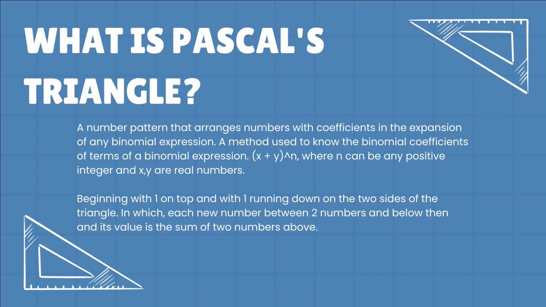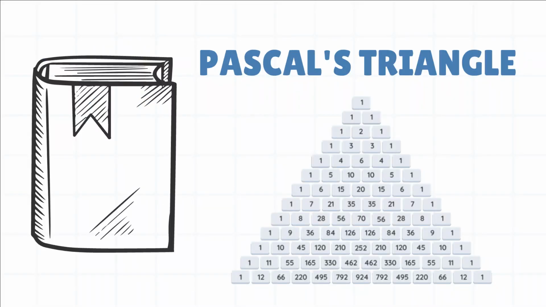Beginning with 1 on top and with 1 running down on the two sides of the triangle, each new number between two numbers and below them has a value that is the sum of the two numbers above. Now what is shown on the screen is a Pascal's triangle that is up to the power of 12.